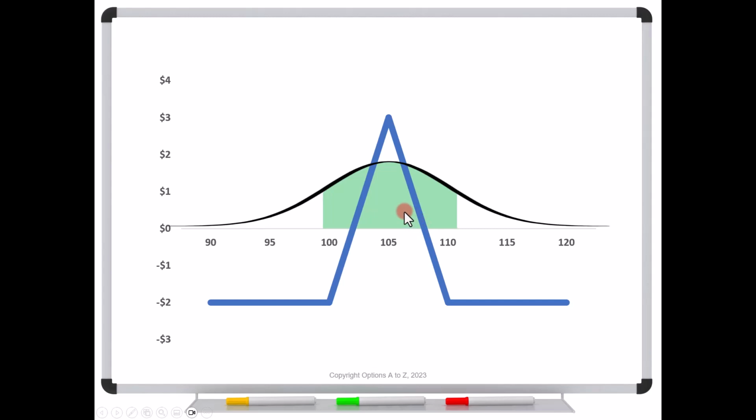But the thing that I want to really stress, for most traders, most of the time, you really shouldn't be considering a morph until the stock gets out here towards the strikes of one of these wings.